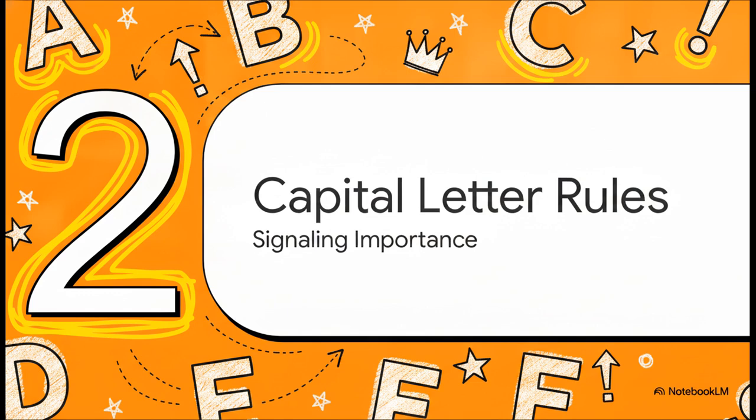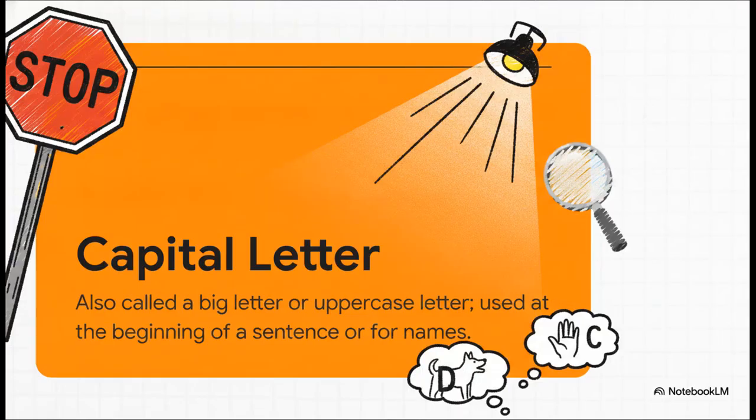Moving right along to Chapter 2, the capital letter rules. To signal importance when we write, the capital letter, the big letter, the uppercase one, is basically the single most important tool in the toolkit. It acts like a giant stop sign or like a spotlight for the reader's brain. We use it to mark the very first letter of a sentence, letting everyone know, hey, a brand new thought is starting right here. Think about sentences like, The dog is barking, or Come here. They always kick off with that big uppercase letter.